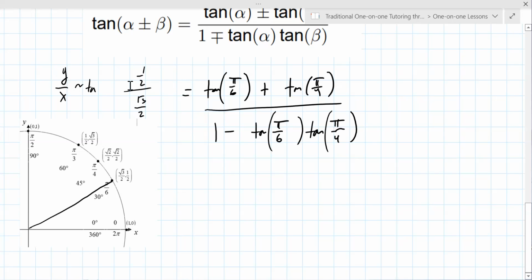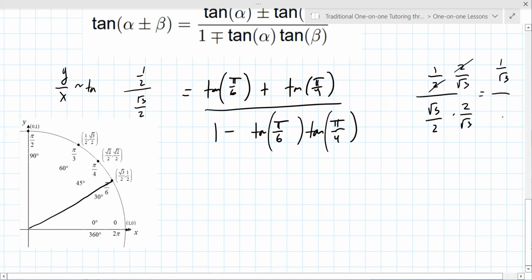Is that something that you would like us to review, how to simplify this? Sure. Okay. So 1/2 over root 3 over 2, you multiply by the reciprocal. The 2's cancel, so you get 1 over root 3. With 1 over root 3, you have to rationalize. You multiply the top and bottom by root 3, so you get root 3 over 3.